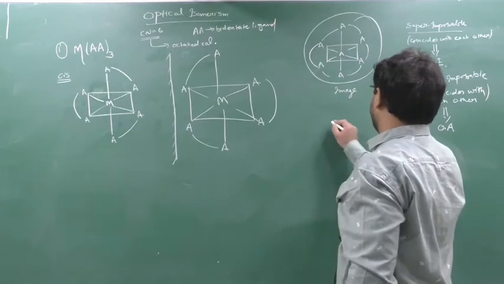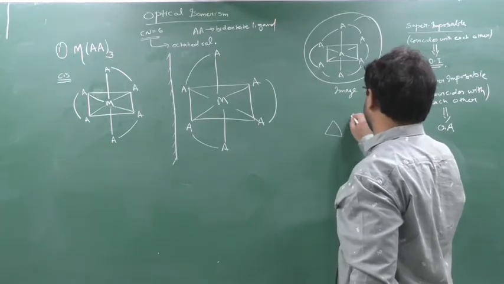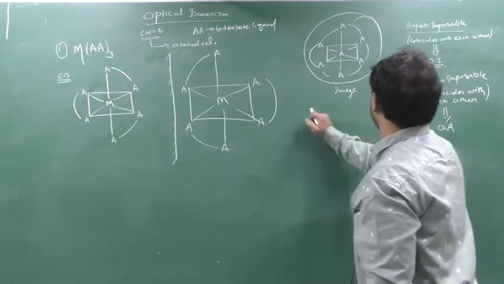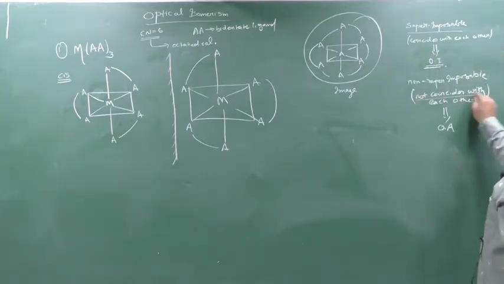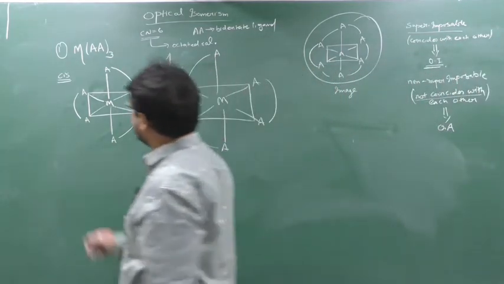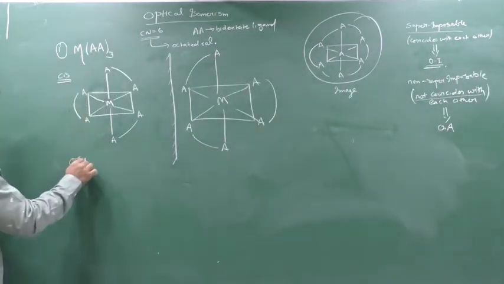Like this. If you take this circle, if you take this triangle, create an image, it is a triangle. Now put it on this, it will coincide. So here it does not coincide. So not coincide. Here it is not coinciding with each other. So they are optically active. So cis is optically active.